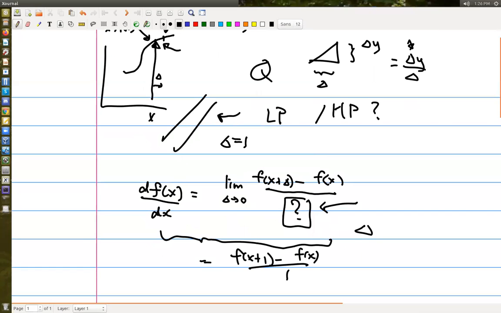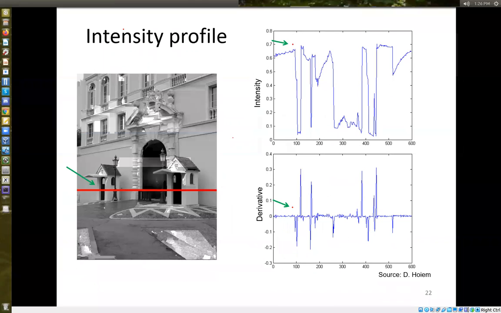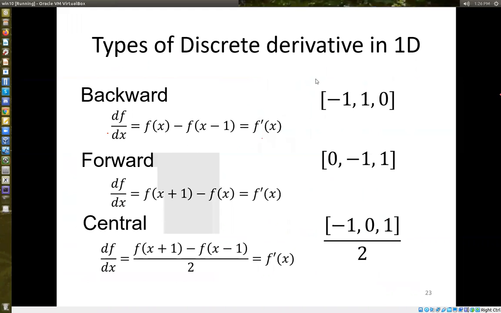We can go with a forward or backward approximation, or we can take a central one, with one step forward and one step backward. Therefore the delta now will be 2, so we divide by 2. Then we have a very rough approximation of the derivative.